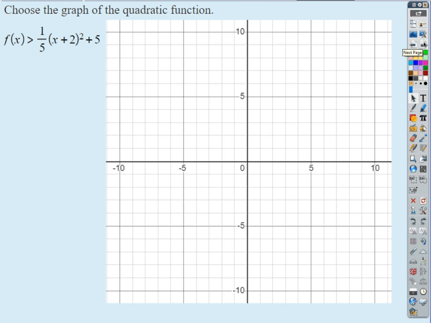Okay, this is no big deal. All this is, what's the greater than? F of x is greater than. It's an inequality. What am I doing? I'm just shading everything above the parabola, and the parabola would be dashed. Okay? Right?